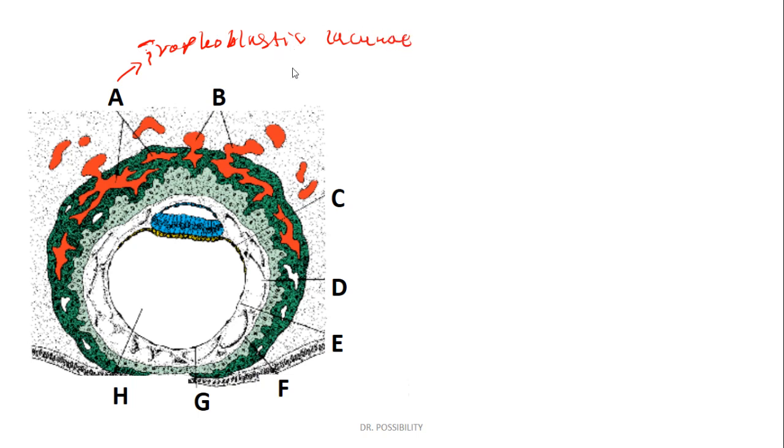And then if you look at B, that is just the maternal sinusoid or the blood vessels. You can say blood vessels, or you can simply say the maternal sinusoid.